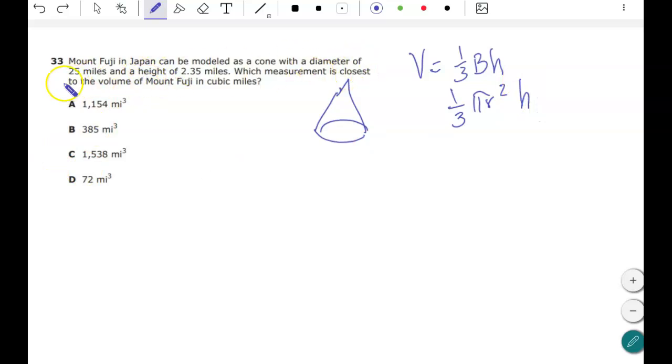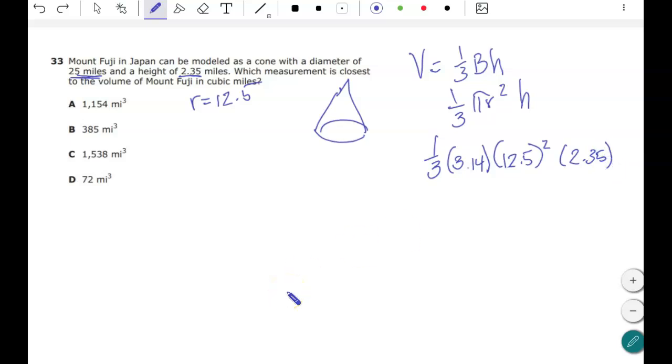All right, we're going to plug in our numbers. So it says diameter of 25. We need the radius. So you're going to divide 25 by 2, and you get 12.5. So it doesn't say to use 3.14 for pi, but since it's multiple choice, you could still use 3.14. Remember, if it's not multiple choice, do not use 3.14. Use that pi key on your calculator, which is above that caret key. So it's that second function. All right, 12.5 to the second power, and then the height is 2.35.